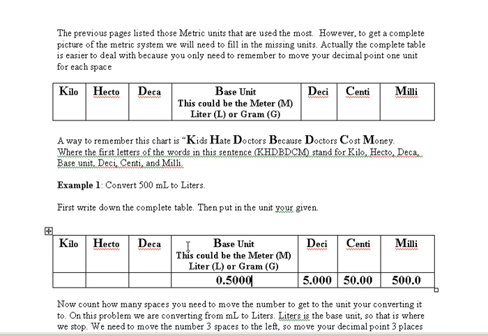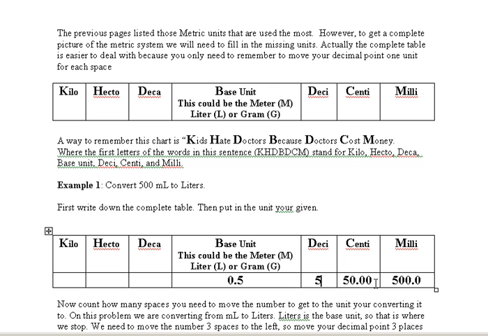And that's true if you make up this table going across here. And a good way to remember this again is kids hate doctors because doctors cost money. So let me take those zeros out of here. So you can see it really doesn't matter if you have those zeros after the decimal point. Okay, let's go to the next example.